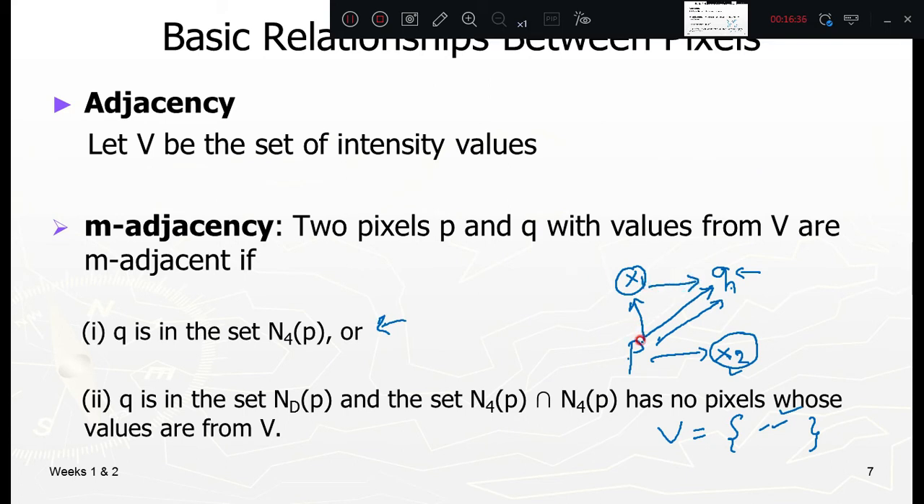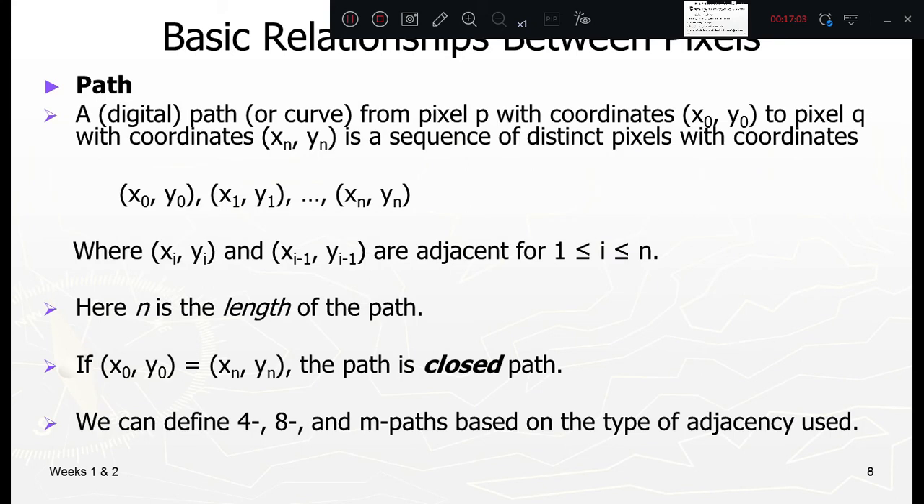Means 8 adjacency. When you are checking with the m adjacency, this intersection value should not be from V. If it is not, you have to always check one more adjacent pixel. What is that? x2. If this is also from V, you can't go diagonally from P to Q. I hope you understood here. This is how the path is to be followed.